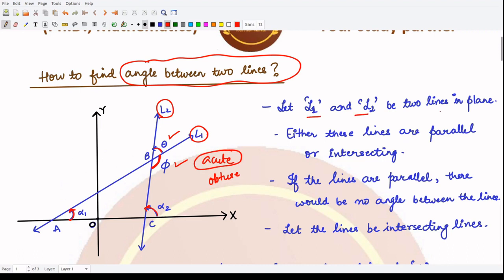So I have written the same. L1 and L2 are the two lines. Now these lines could either be two parallel lines within the coordinate plane, or they could be intersecting lines, as I have shown over here. For parallel lines, there would be no angle of intersection, right? There would be no angle between two lines. Why? Because they will never intersect each other. So we will be taking the case of intersecting lines, correct?